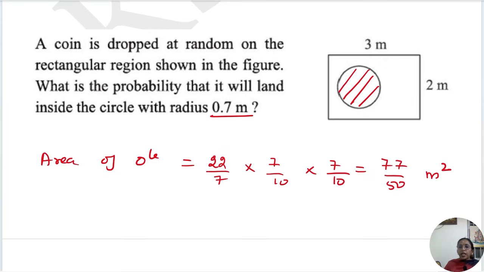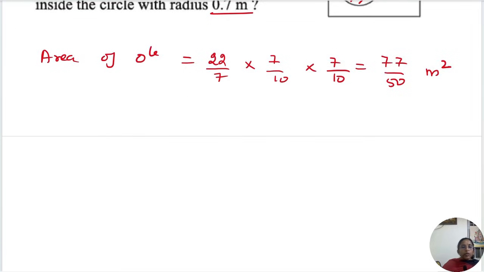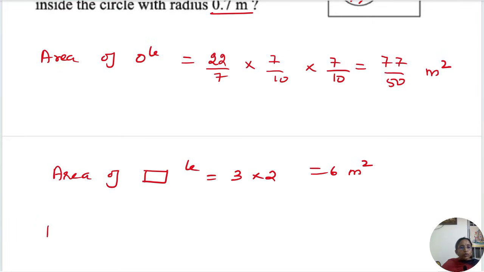The total area is the area of the rectangle. So 3 by 2: the area of the rectangle is 3 cross 2, so 6 meters square. And the favorable, so the probability that it will land inside the circle. So the probability of the coin landing inside the circle.